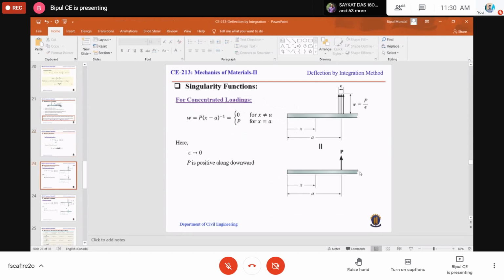Okay, so now if the structure is subjected to a concentrated force, then what will be the equation of distributed force? Actually we assume that the concentrated load is acting at a single point. যদিও আমরা ধরে নিই যে concentrated force একটা single পয়েন্টে কাজ করে, but practically it is not.